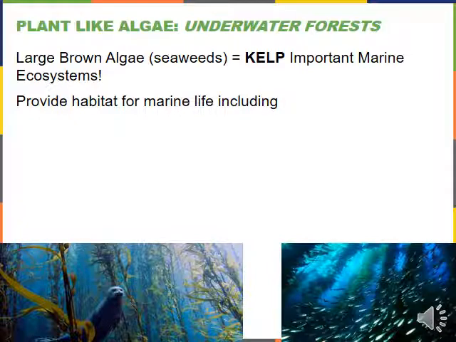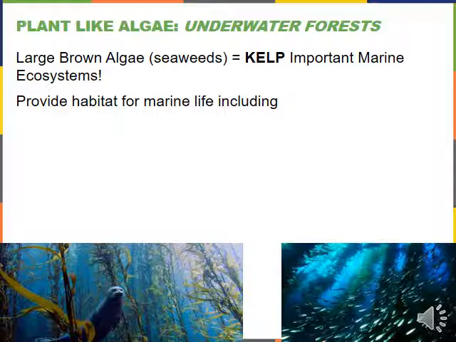So focusing on one specific kind of plant-like algae, large brown algae, oftentimes referred to as seaweed, we'll actually refer to it as kelp. Kelp is one kind of protist, one kind of brown algae that's very important for many marine ecosystems. Many species found in these large, vast underwater kelp forests provide habitat for marine life. You think about just these long forms of brown algae called kelp.